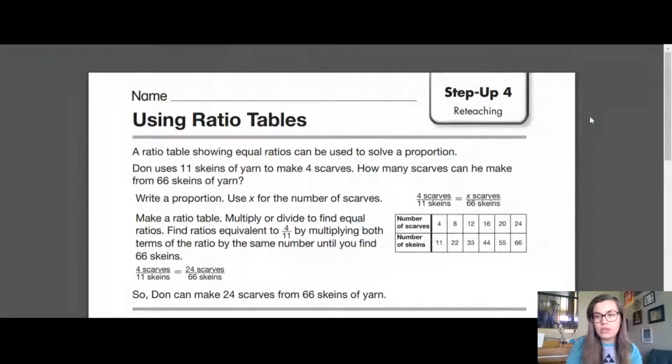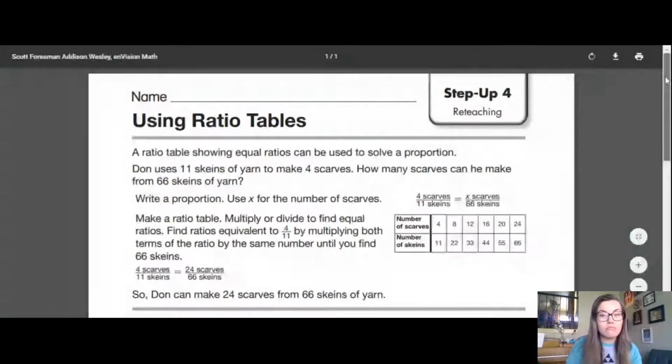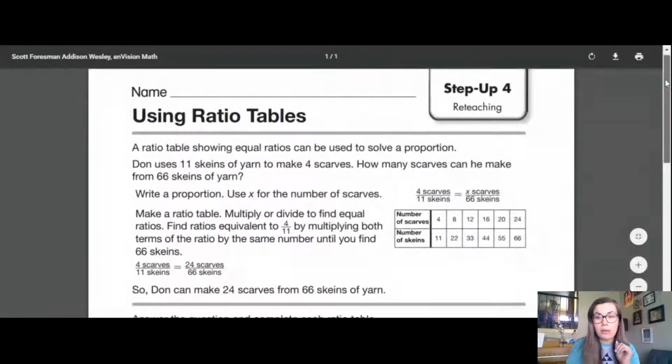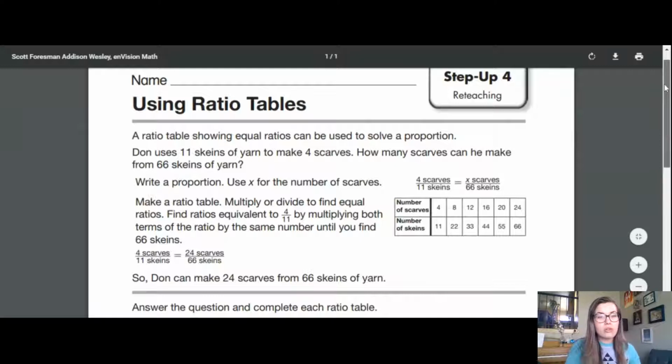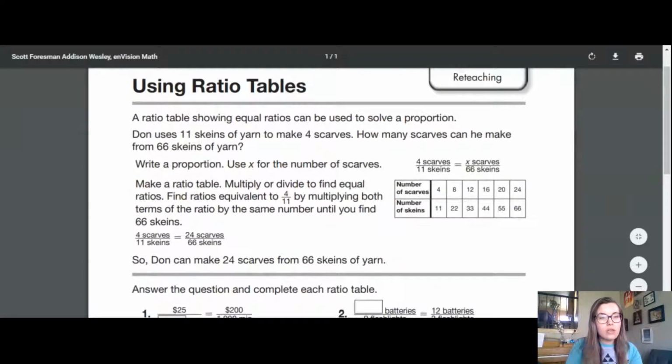screen with you. All right, so this is what your paper should look like, the reteaching side of your paper. So this is Step Up 4 reteaching, and we're going to be using ratio tables. So if you look, a ratio table showing equal ratios can be used to solve a proportion. So they give us this example.